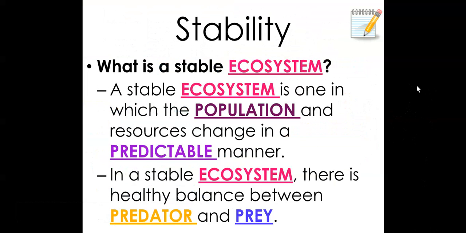In a stable ecosystem, there is a healthy balance between predator and prey. When you have too many predators, obviously the prey becomes scarce, and then the predators run out of food to eat and either die off or have to migrate into another area.